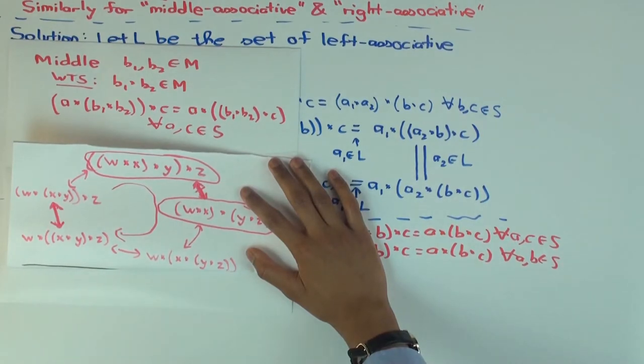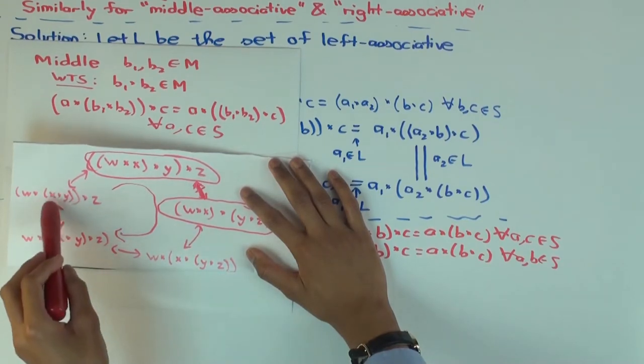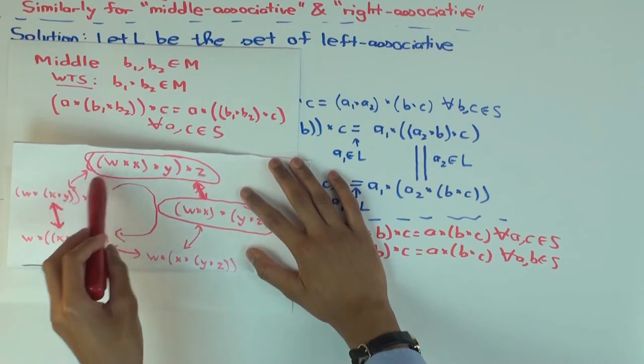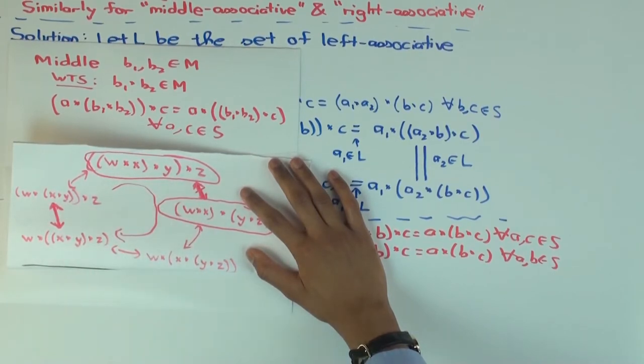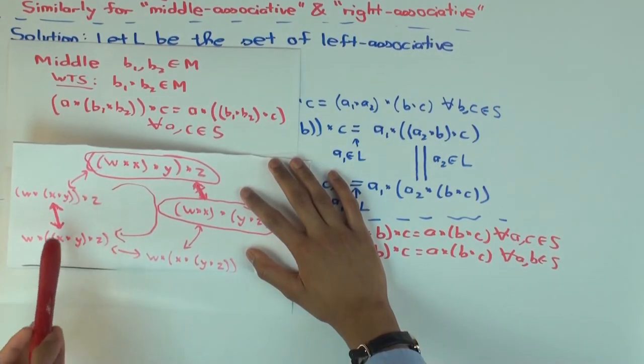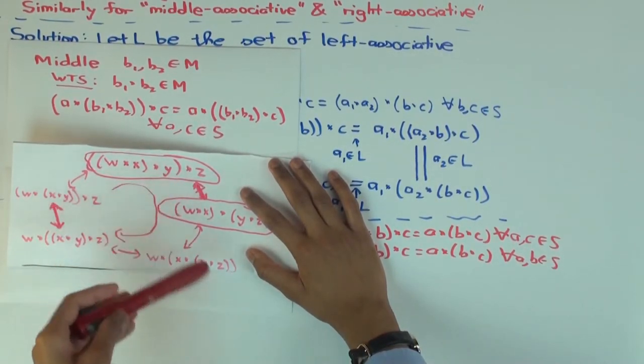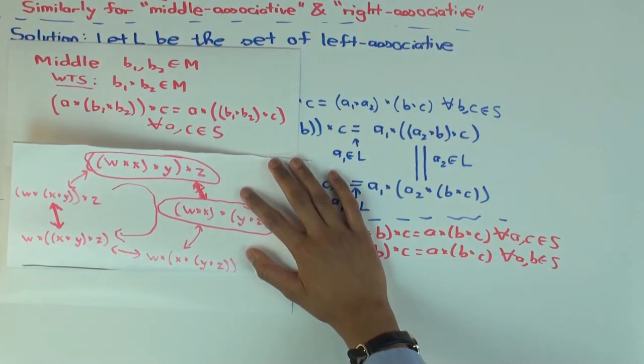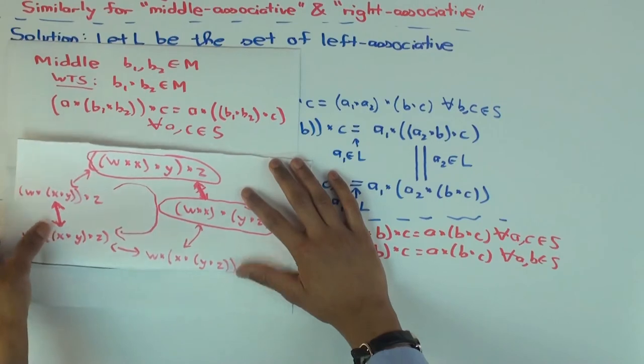And at every step, what do you have to check? At every step, the middle thing for which you are using middle associativity is either B1 or B2. I've called them W, X, Y, Z. Here, these are B1 and B2. So at every step, you'll be using either B1 or B2. Of the four moves you make, two will involve B1 and two will involve B2. So that's good.